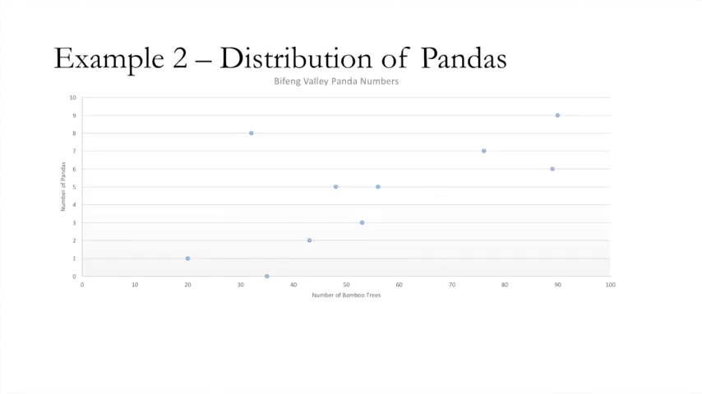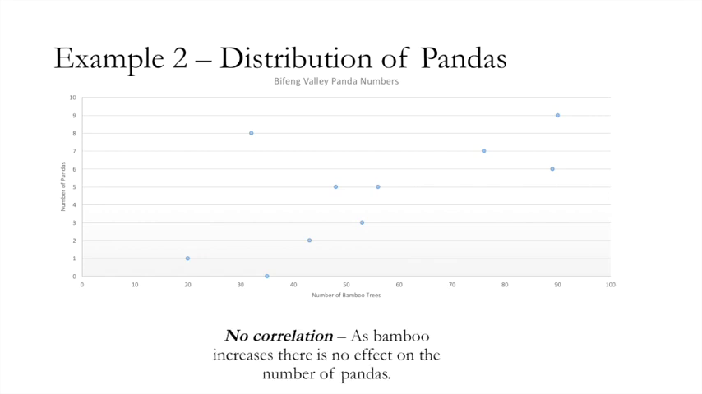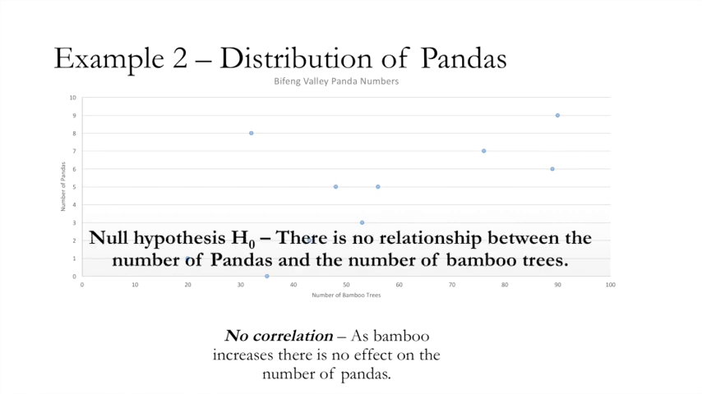Okay, so we graph that data, and it looks like we have a sort of positive relationship. But when it comes to statistical analysis, it shows us that there's actually no correlation based on what we found. Okay, we maybe don't have enough data points. So we say there's no correlation. As bamboo increases, there's no effect on the number of pandas. So we would fail to reject our null hypothesis. But in our heart of hearts, we know, oh, maybe there is something going on here. It kind of looks like as we increase the number of bamboo trees, the number of pandas does actually increase.